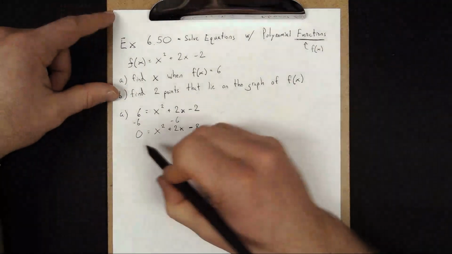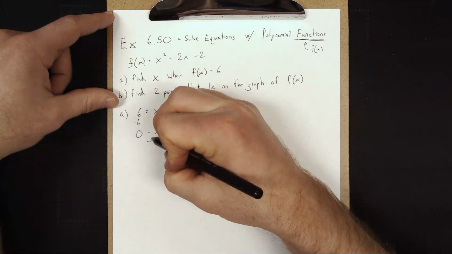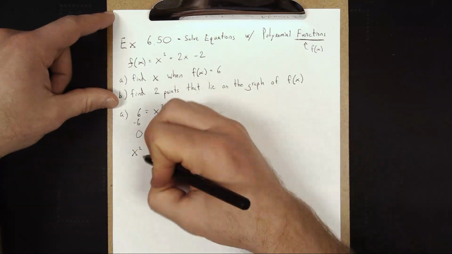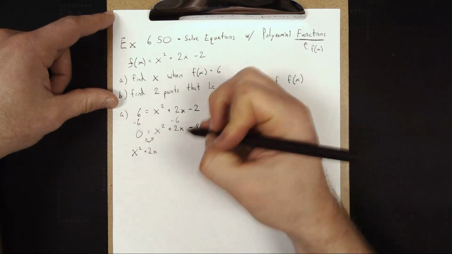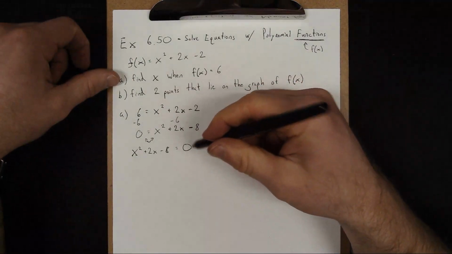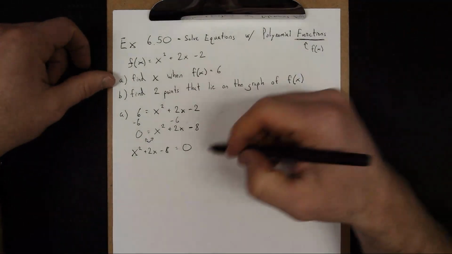Okay, and now I'm going to flip-flop these. You're allowed to do that at any point in time. So I'm going to flip-flop. So I've got x squared plus 2x minus 8 is equal to 0, because I like my 0 on the right-hand side. So we didn't break any rules.